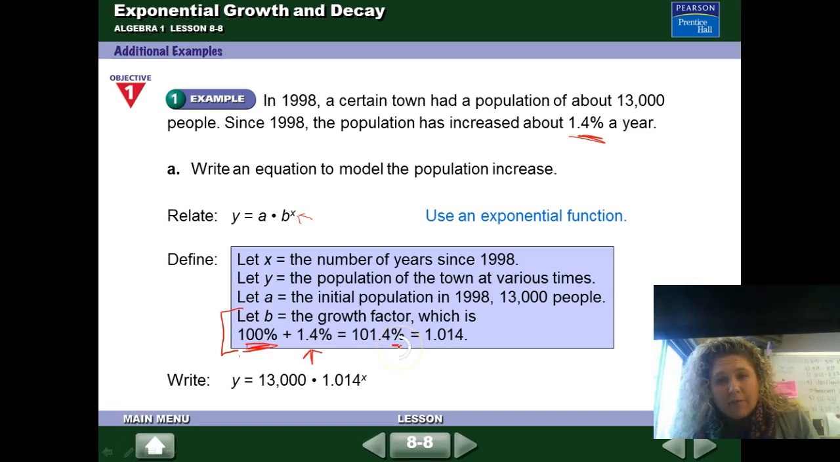Now, notice we have a percent here, so we have to convert that back. So we have 101.4, and we move it over to decimals, and we get 1.014, and this is going to be my B value, which you can see right here. Plug in what we know. We start with 13,000, that goes out front, that's my A value. Here is my B value inside these parentheses, and X is going to be the year that I'm trying to find, and that's going to constantly change depending on what the question is asking me.